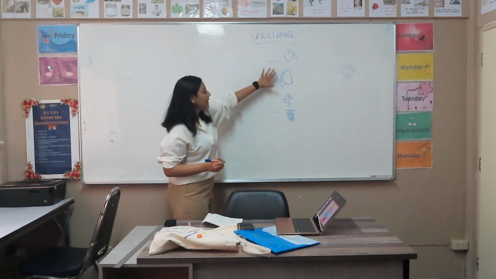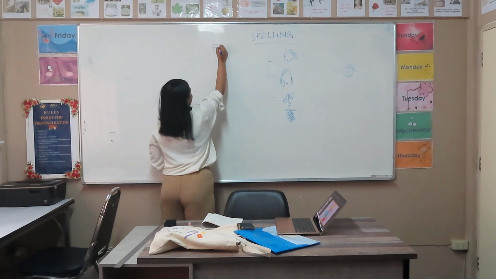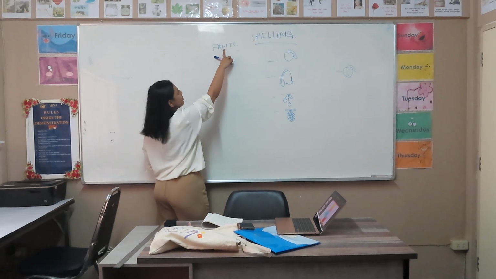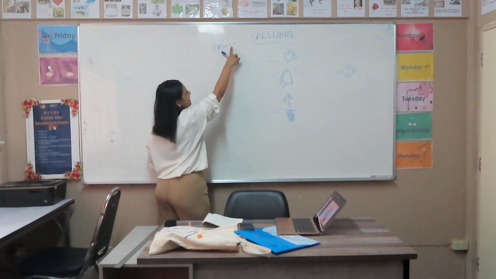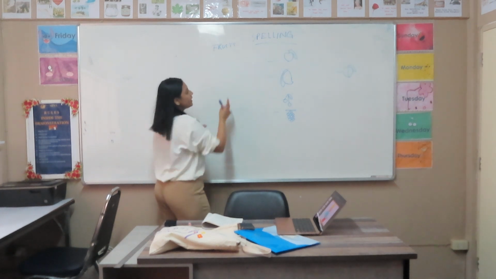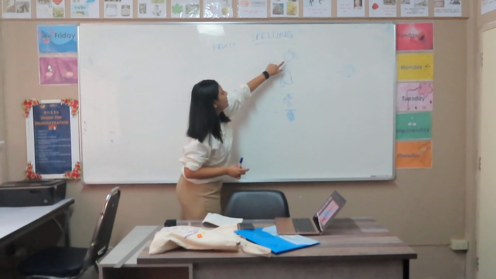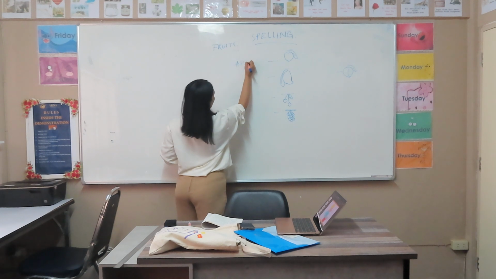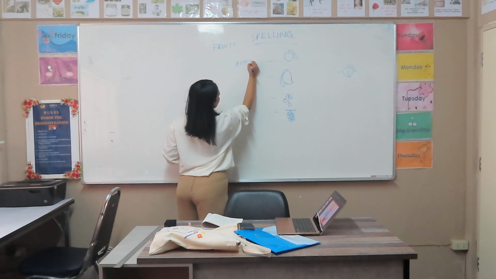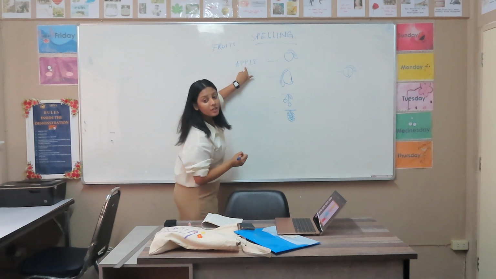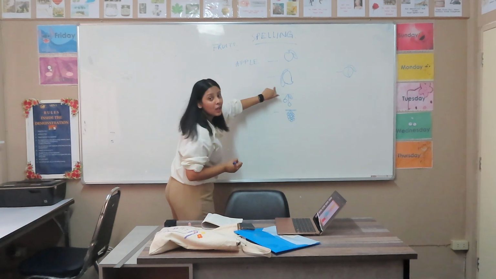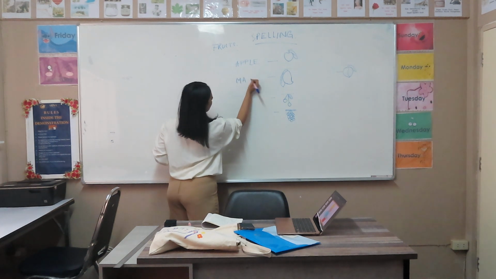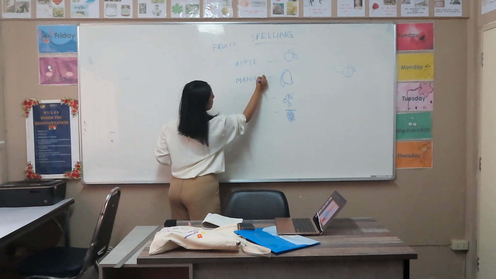So what are these called? These are fruits. Can everyone spell fruits? F-R-U-I-T-S. Yes, fruits. Now this is apple. What is the spelling of apple? A-P-P-L-E. Apple. Now the next fruit is mango. How do we start mango? M-A-N-G-O.